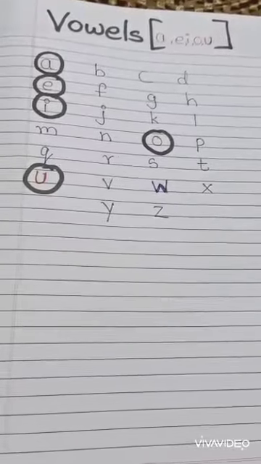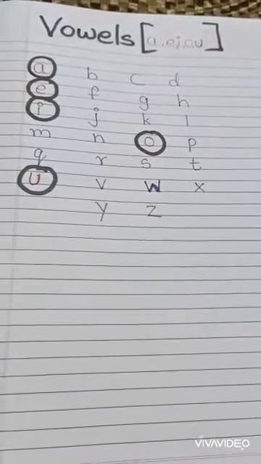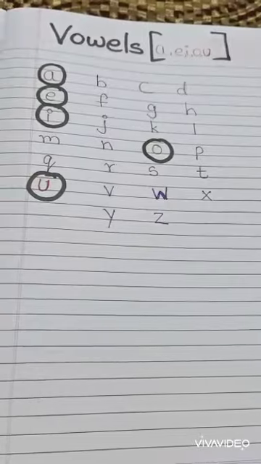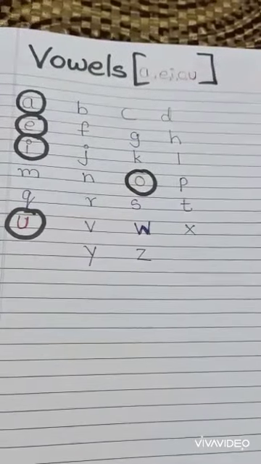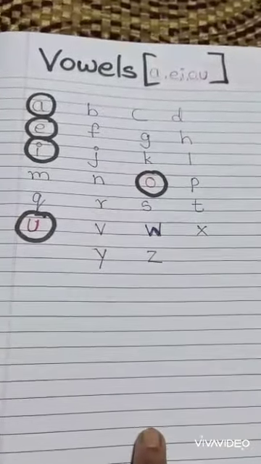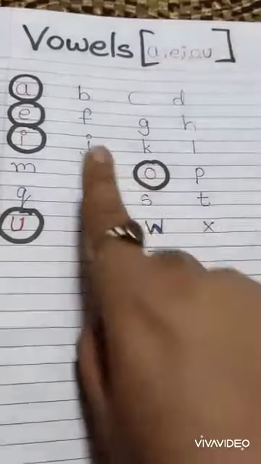Today we are going to start with vowels. Can you please tell me which are the vowels we have learned in junior KG? First, we will revise ABCD. In junior we have done capital A to Z, small a to z. Now we will revise small a to z.